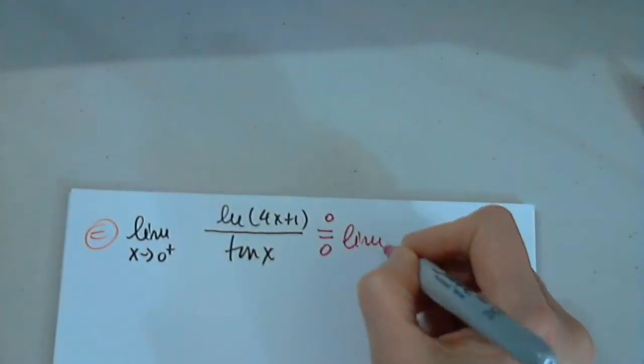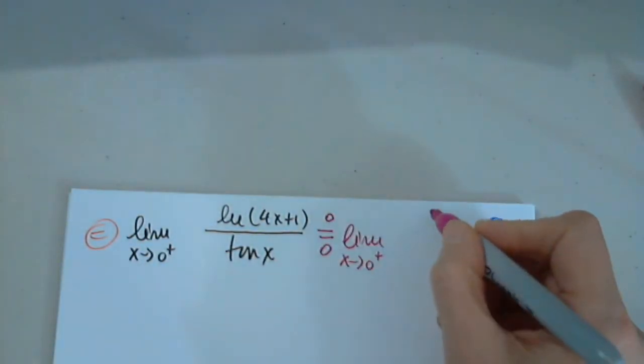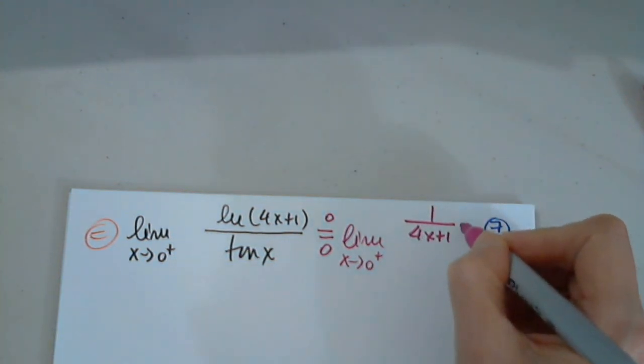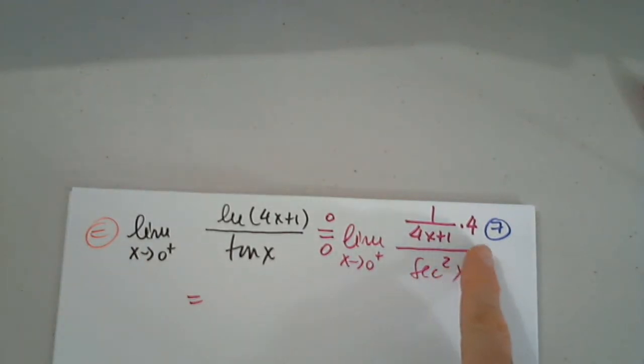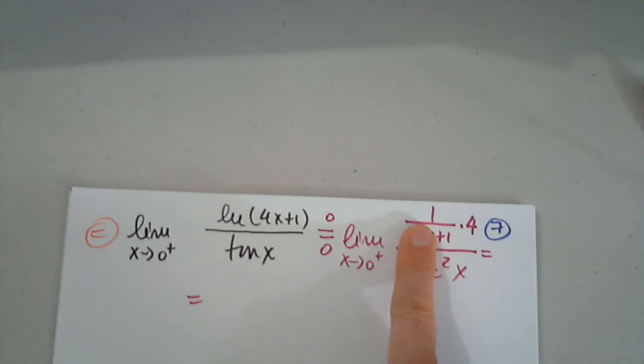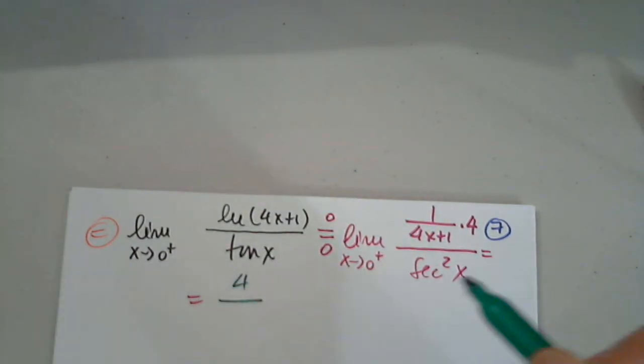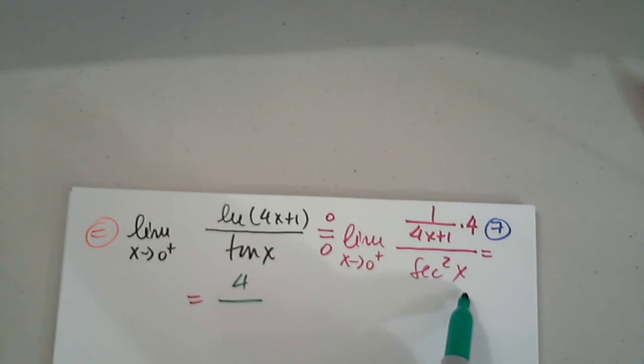So I have the limit as x approaches 0 from the right. The numerator is 1 over 4x plus 1 multiplied by 4, and the denominator is secant squared. So now we attempt again and see what this gives. Where does the top go? Just 4. Yes, awesome. When x approaches 0, this is 4 over 1, so the top goes to 4. Right? It's 4 over 1. And where does the denominator go? Where does secant go when x approaches 0?